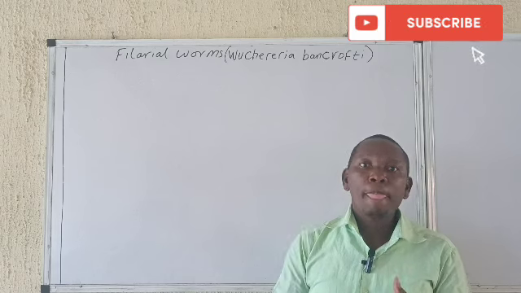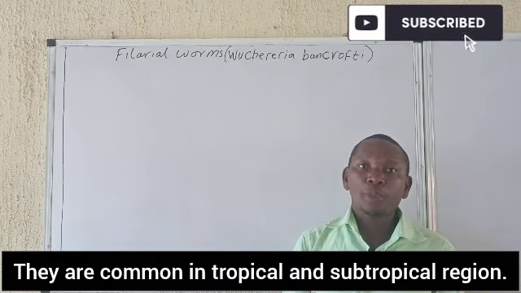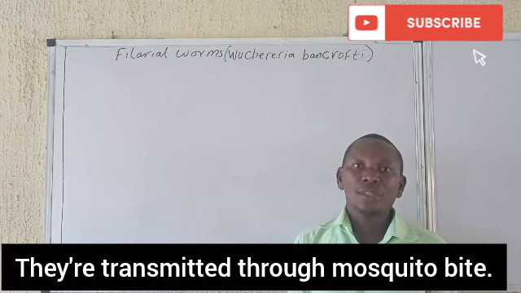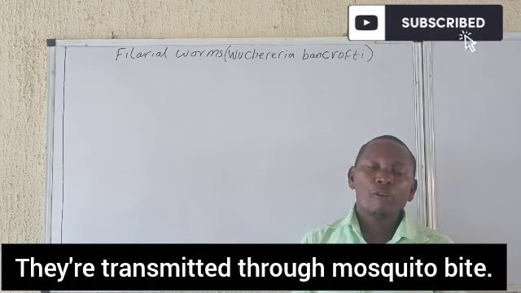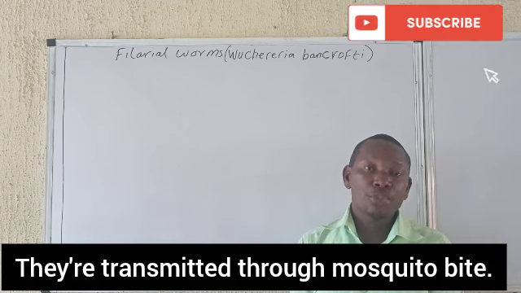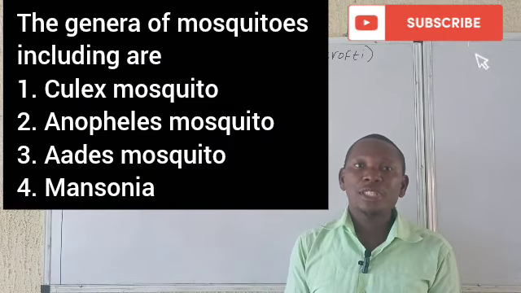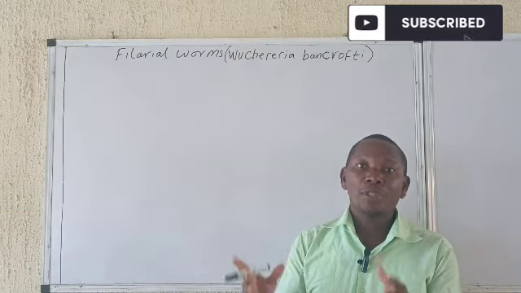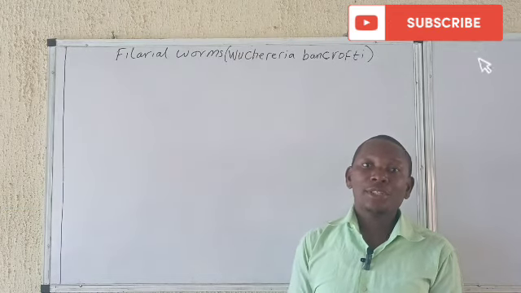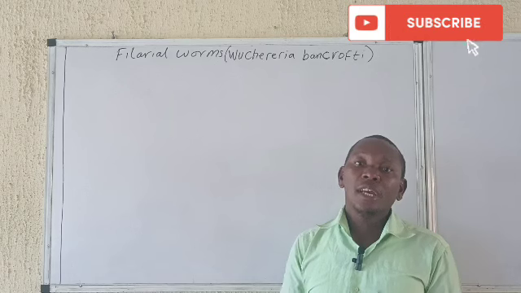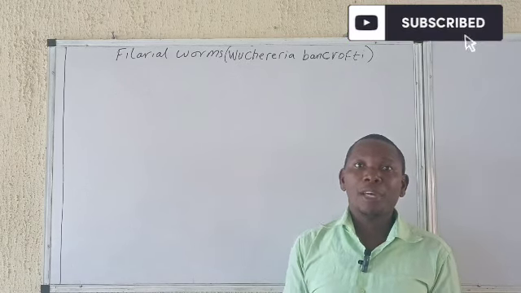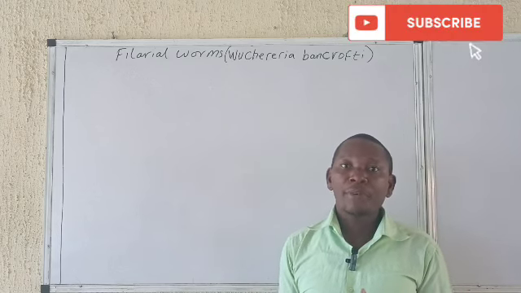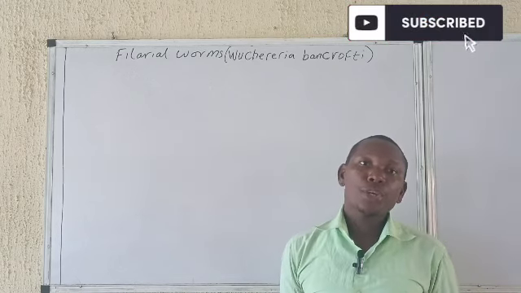They are common in tropical and subtropical regions, and they are transmitted with the aid of various genera of the mosquito. So we have the Culex mosquito, the Anopheles mosquito, the Aedes, or even the Mansonia. These are various genera of mosquito that can transmit this disease or this organism to the definitive host, which is man. Please take note of that.